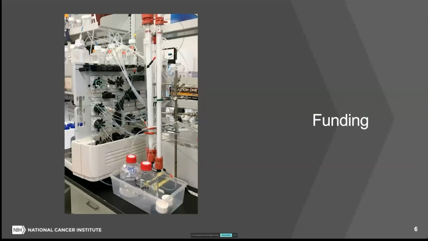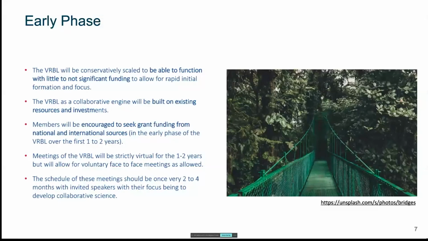And just want to demonstrate an expensive gadget in the lab that it's always nice to have these columns and they always cost more than you want. So the early phase of a project like this, of a VRBL, would have to be able to function with little to no significant funding.